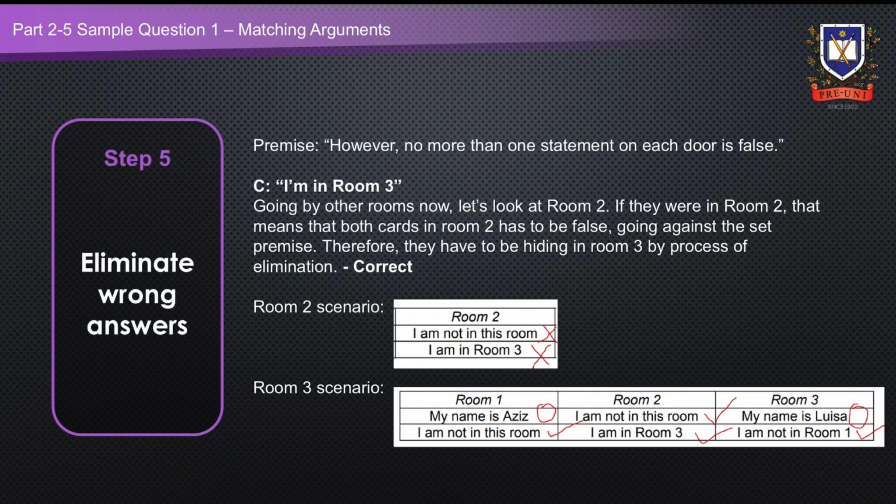If they were in room 2, this means that both of the cards in room 2 would be false, going against the set premise. Therefore, they have to be hiding in room 3, leaving option C as the answer by process of elimination. The scenario of room 3 is presented below, where the circles can either be true or false as there is not enough information to conclude what name they have. Therefore, the answer is C.